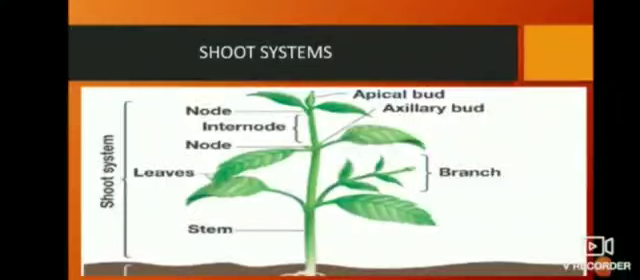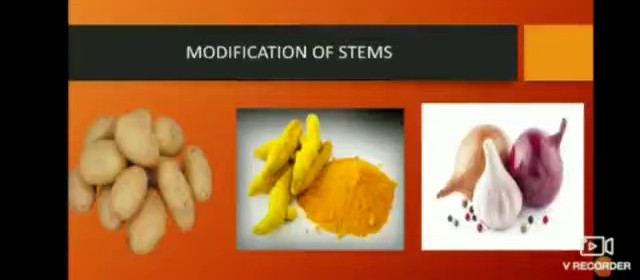Now we see what the functions of the stem are. Already we have seen that it conducts water. Other than that, the stem supports the branches, leaves, flowers and fruits. It transports water and minerals from roots to the upper aerial parts of the plant. It transports food from the leaves to other parts through the stem, and it stores food as in the case of sugarcane.